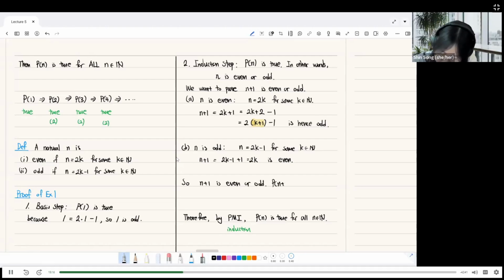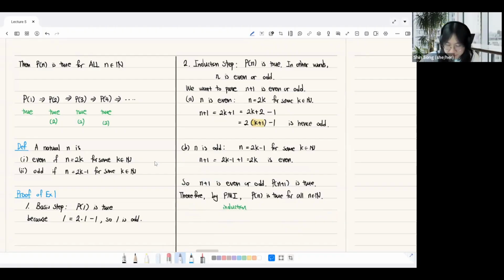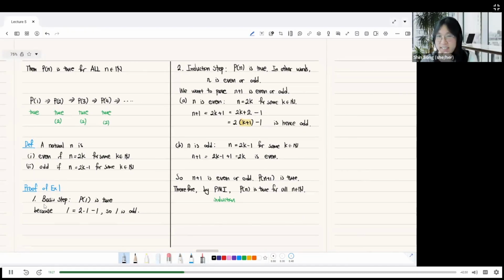Okay, and P(n+1) is true. Any other questions? Remember the inductive step uses the word or, which essentially means you have to prove it using proof by cases.